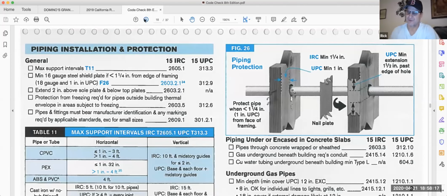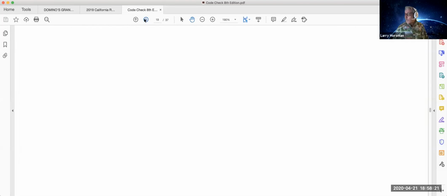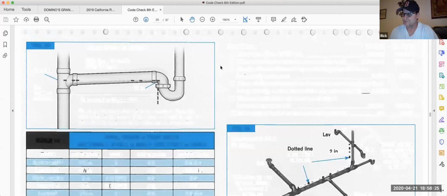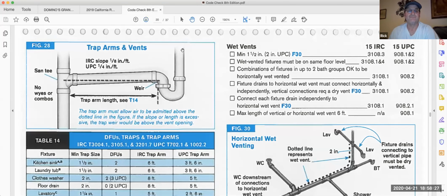You're not talking about the trap arm, you're talking about the tailpiece. Yeah, the tailpiece is the part that comes out from the sink. I got you. So here's the tailpiece right here.